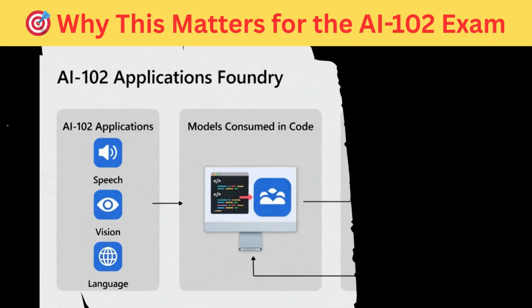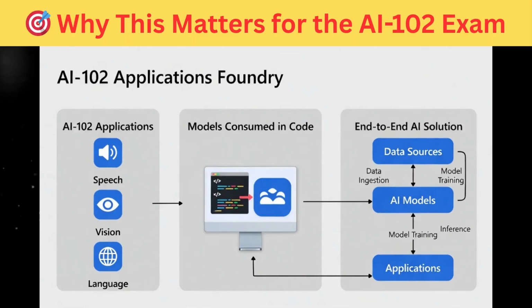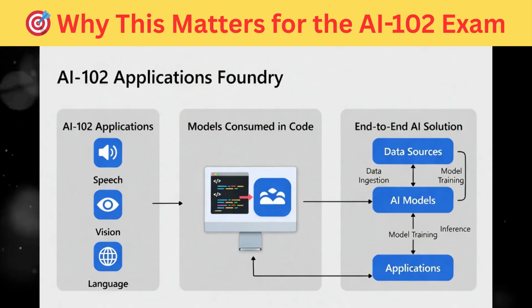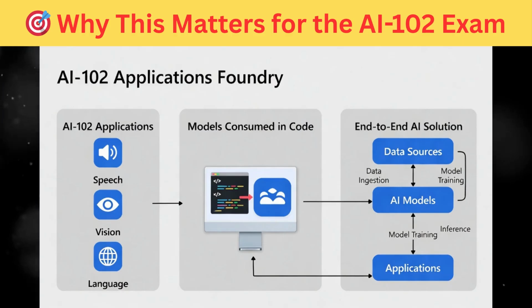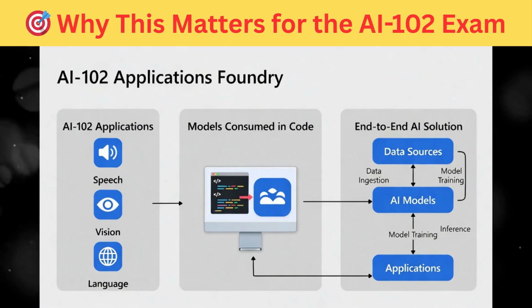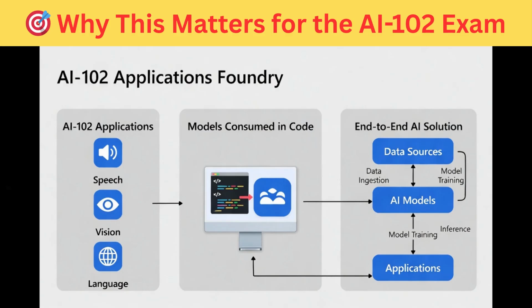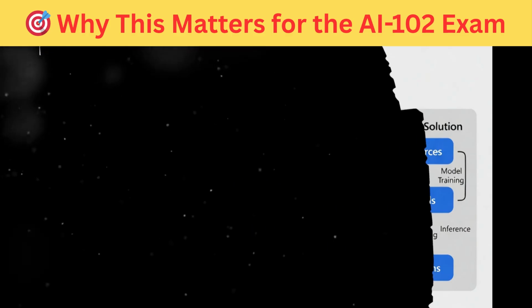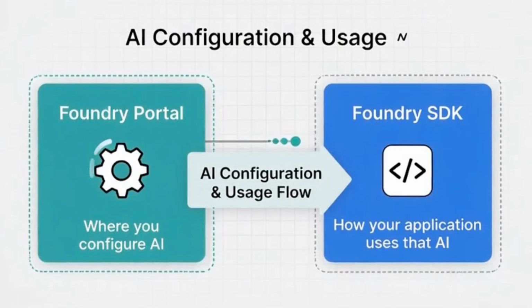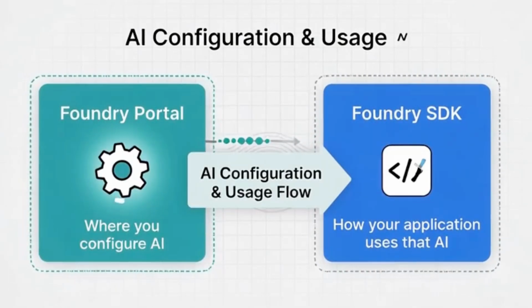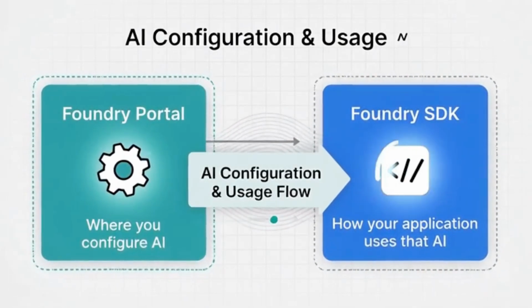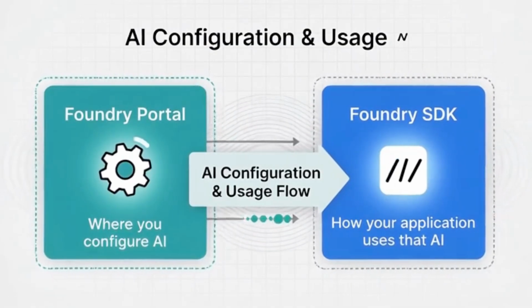Now here is the exam angle. AI-102 doesn't test whether you can memorize SDK syntax. No, absolutely not. It tests whether you can understand how applications connect to the Foundry, how models are consumed in your code, and how AI solutions are structured end to end. If you understand the role of the Foundry SDK, you will easily eliminate wrong options in many exam questions. So to summarize, Foundry Portal is where you configure AI. Foundry SDK is how your application uses that AI.